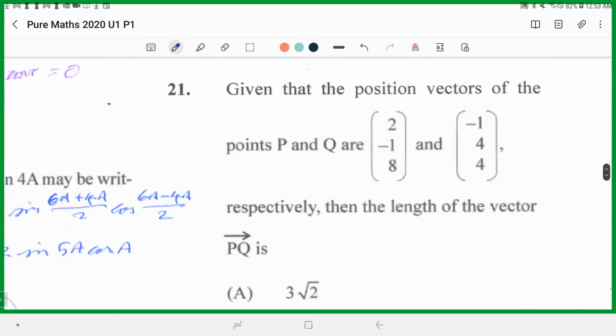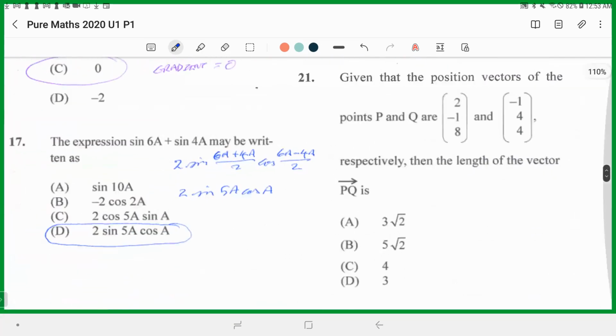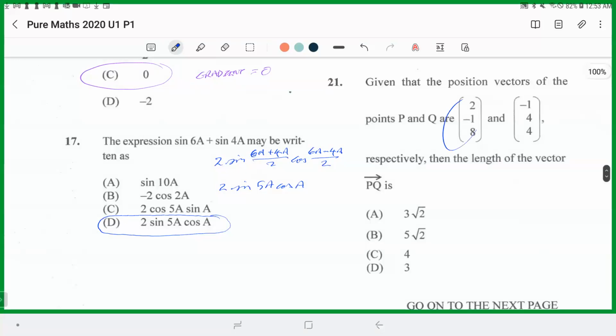Number 21. Given that the position vectors of P and Q are these, what is the length of PQ? So we have to find PQ first. PQ equals the difference between them. It becomes OQ minus OP, which is this minus that: negative 3; 4 minus a negative 1 becomes 4 plus 1 is 5; and then 4 minus 8 is negative 4.